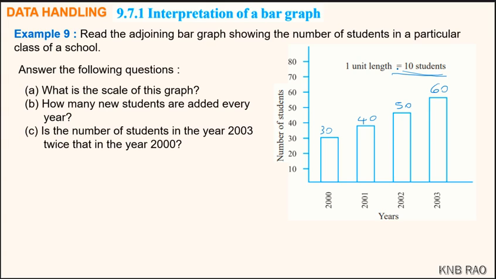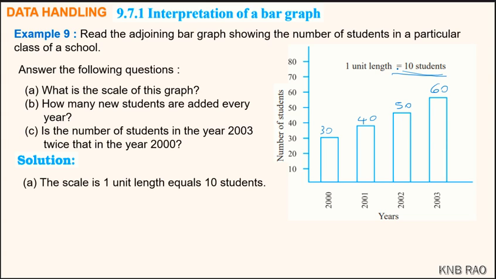And is the number of students in the year 2003 twice that in the year 2000? Yes, obviously 60 is double of 30. So, that is why yes. So, these are the solutions.